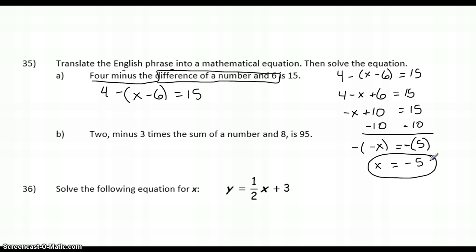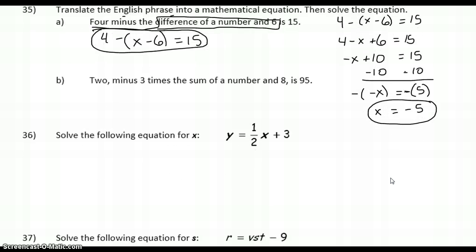Alright, so again, that was showing my work. This one wanted me to do two things. Translate. So it's really got two answers. The first answer is the direct translation. The second answer is the solution to that equation.